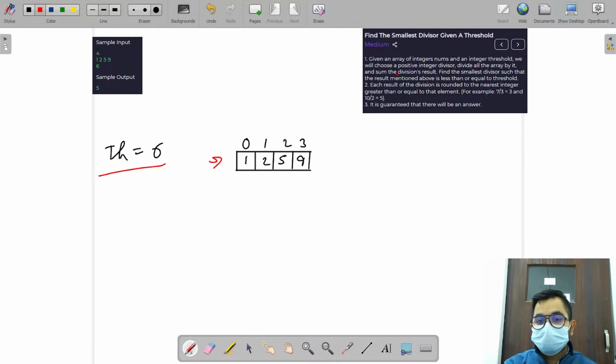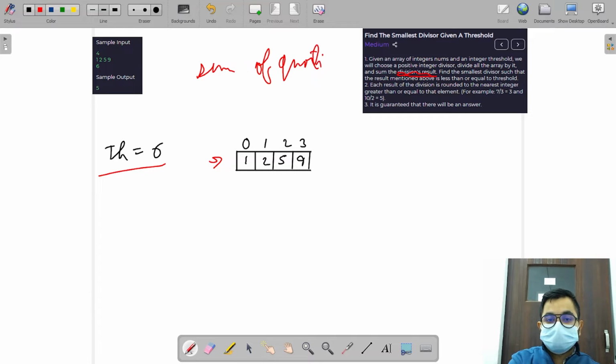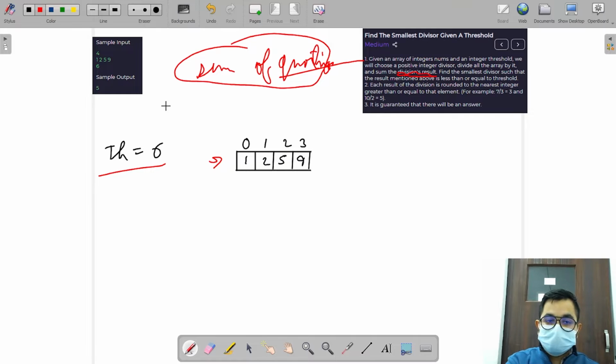Sum the division results. What is the result of the division? Quotient. Okay, so instead of this you can say sum of quotient. Okay, find the smallest divisor. So I need to find the smallest divisor such that this sum of quotient is less than or equal to the threshold, sorry.